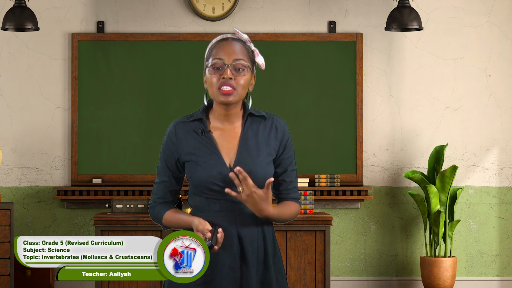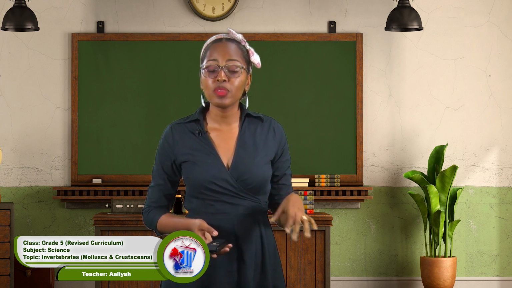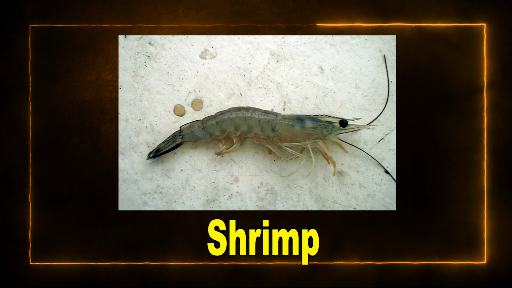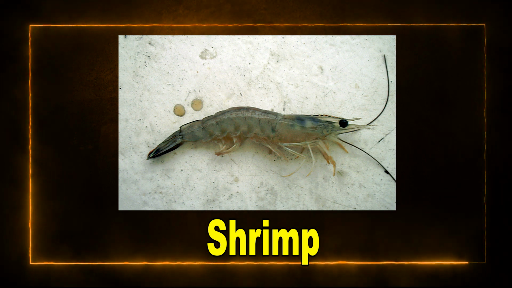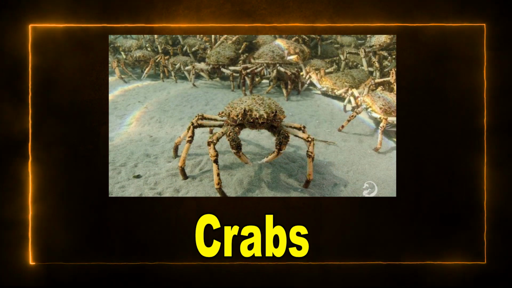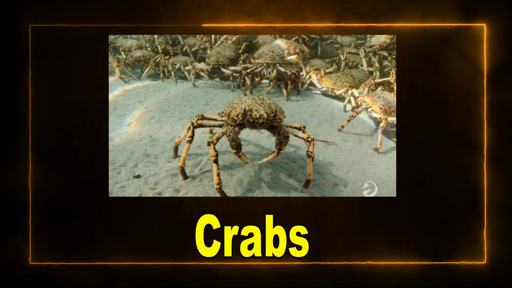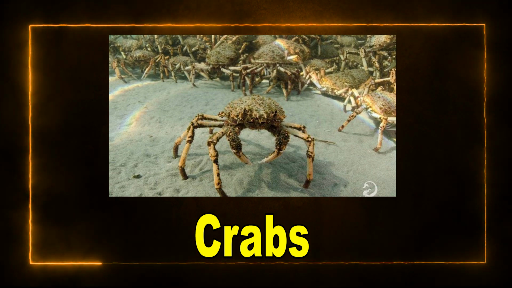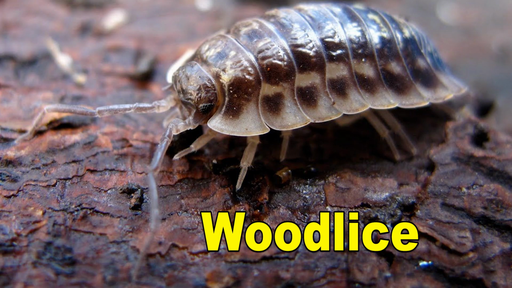Now we can look at some pictures of the various types of crustaceans. The first one is a picture of a shrimp. They're small in stature. And then we have crabs, of course, which are very similar to lobsters, except they're short and stunted in size. And of course, the woodlice.